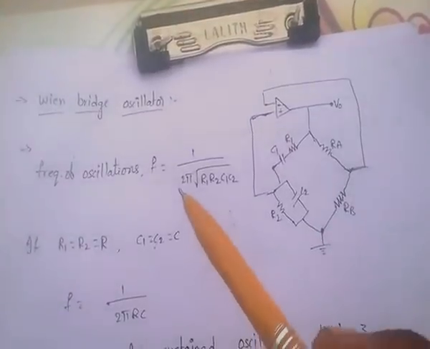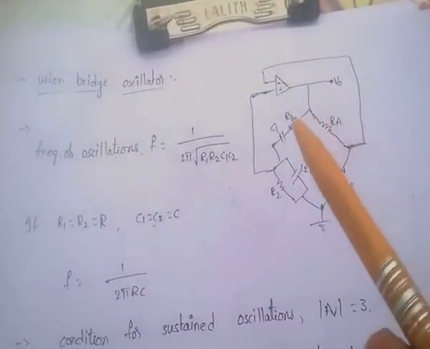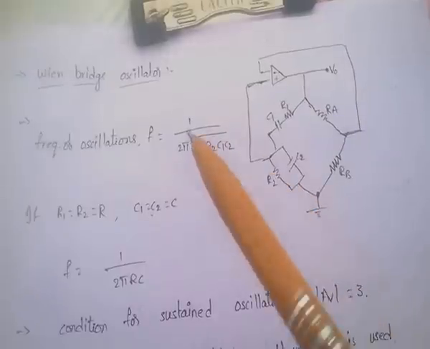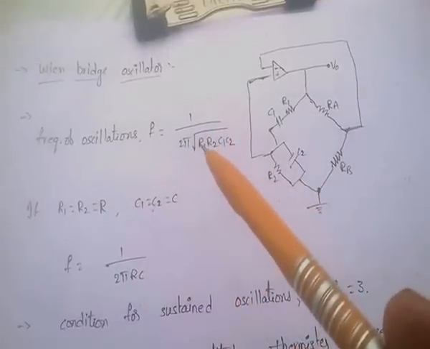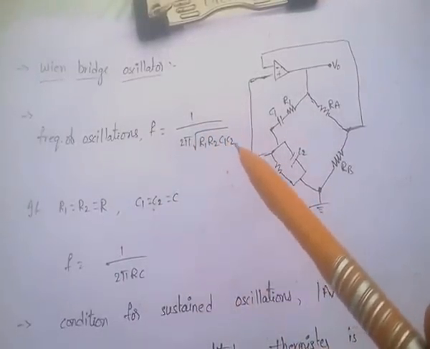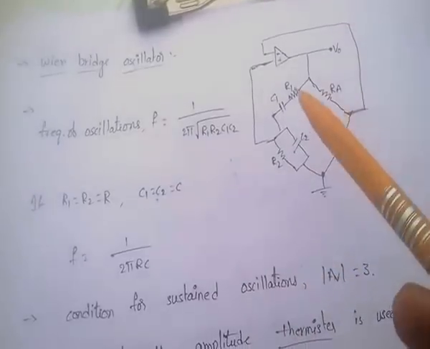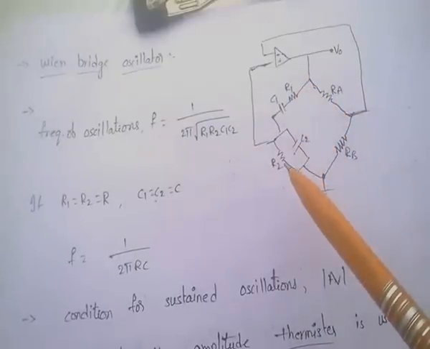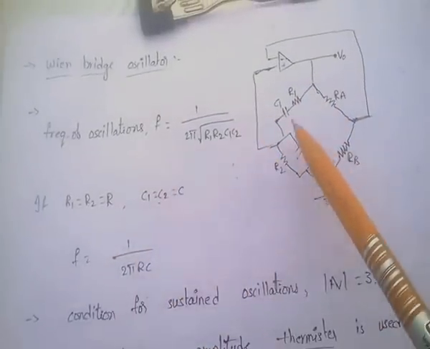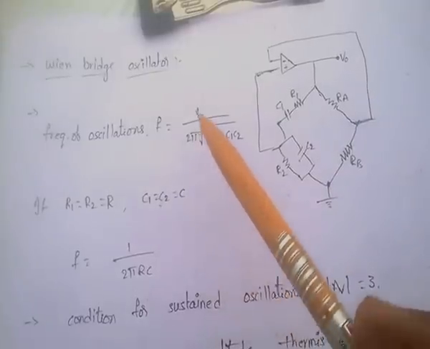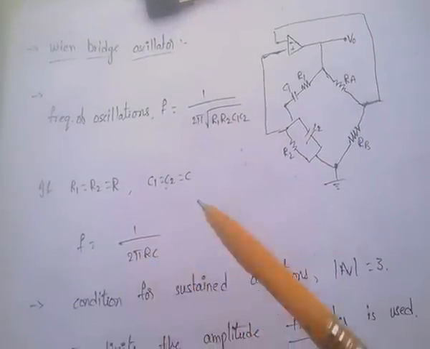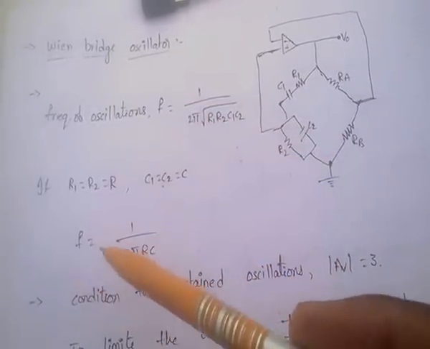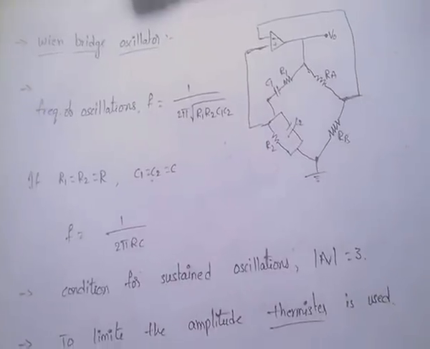Wien bridge oscillator. This is the Wien bridge oscillator circuit. The frequency of oscillation F equal to 1 by 2 pi into root of R1 R2 C1 C2. If R1 equal to R2 equal to R and C1 equal to C2 equal to C, then F equal to 1 by 2 pi RC. So the Wien bridge oscillator's frequency of oscillation is F equal to 1 by 2 pi RC.